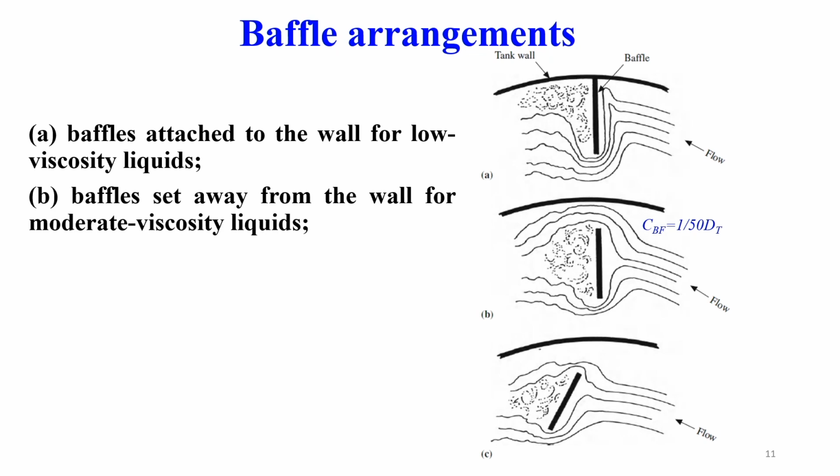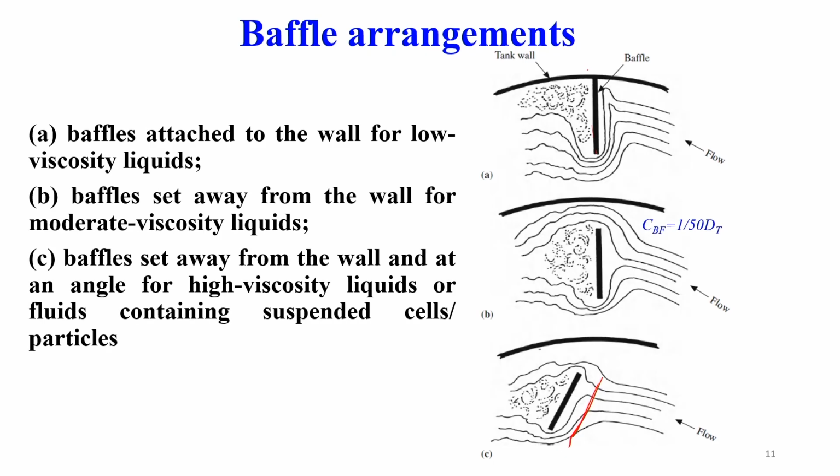In addition, you can see there are three ways the baffle can be attached: directly to the tank wall, slightly away from the tank wall, and at a certain degree of inclination. Baffles attached to the wall are particularly for low viscosity liquids. As the viscosity increases, for moderate viscosity liquid, baffles are set away from the wall, and for high viscosity liquid or fluid containing suspended cells or particles, baffles are set away from the wall and at an angle.